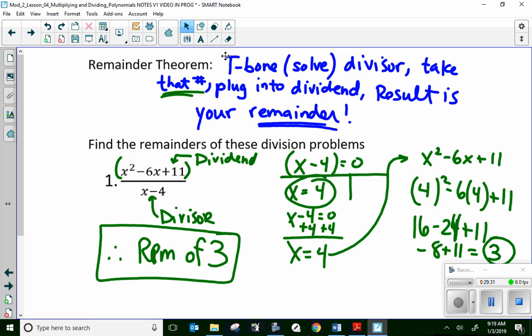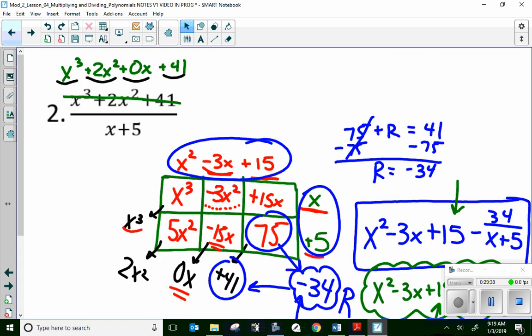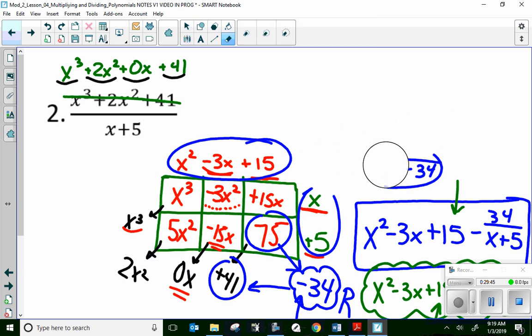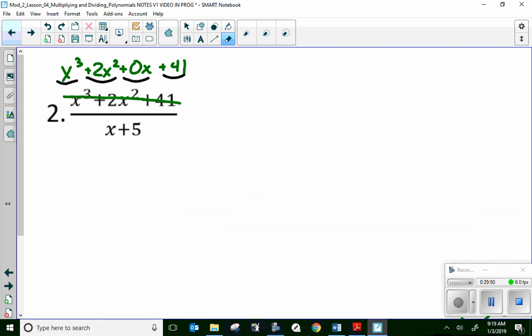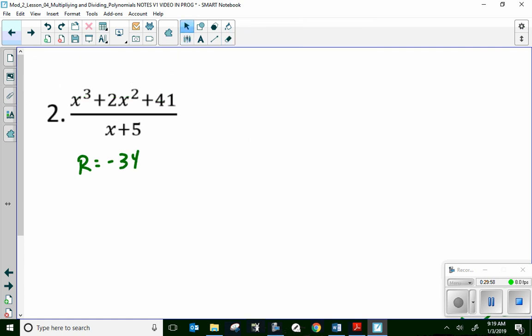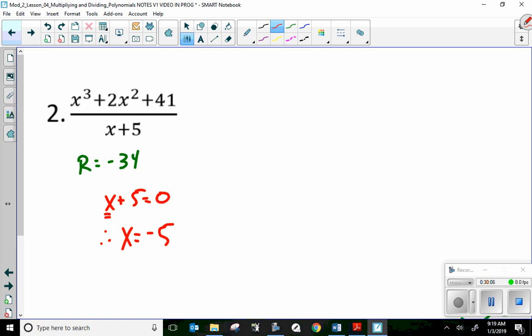Okay? So, let's do this on a problem we just did, just to show you that it works. Let's go back one. This remainder was negative 34, right? So I know my remainder should be negative 34. So let's do the remainder theorem here. I solve x plus 5 equals 0. So my x should equal negative 5. And I'm going to plug that into here.